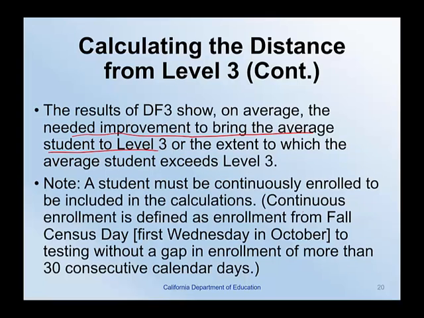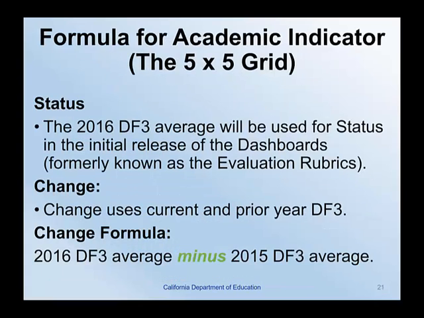And then who's included in the testing? It's those students that were enrolled from the first Wednesday in October at your school site without a gap in enrollment of more than 30 consecutive calendar days. Okay, now let's look at the 5x5 grid.